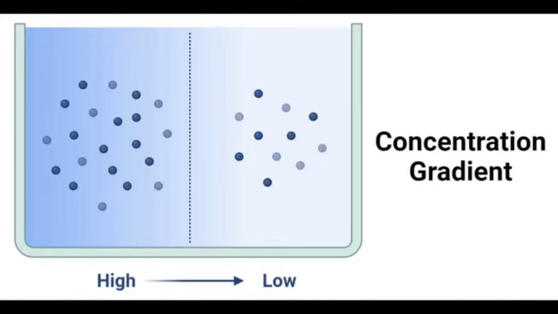Today I am going to present about factors influencing cell transport. Substances move in and out of the cells faster when there is a big difference in concentration. For example, if there is more oxygen outside the cell than inside, oxygen will move in quickly. This is called moving down the concentration gradient.